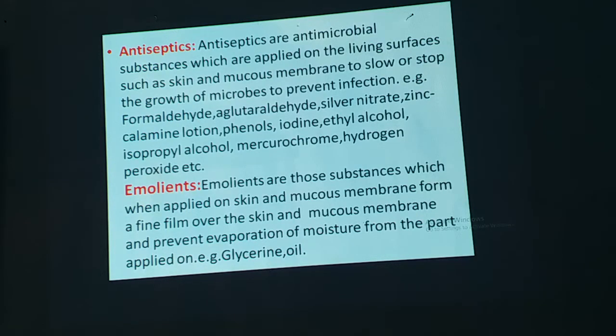Next descriptive term is emollients. Emollients are those substances which, when applied on the skin and mucous membrane, form a fine film over the skin and mucous membrane and prevent evaporation of moisture from the part applied on. Example, glycerin and oil.